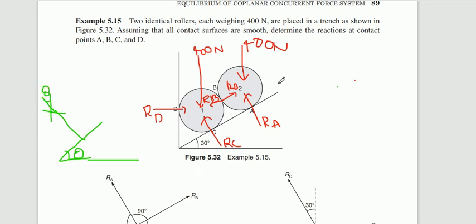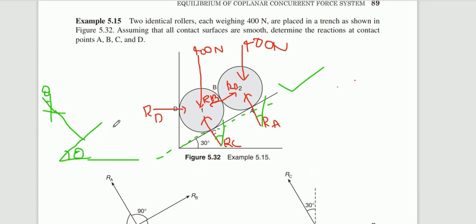This is the plane, which makes an angle of 30 degrees with respect to the x-axis. Then RA and RC are drawn perpendicular to this inclined plane, and they make the same angle theta with respect to the y-axis. So RC's inclination with respect to the y-axis is 30, and RA's inclination with respect to the y-axis is 30.